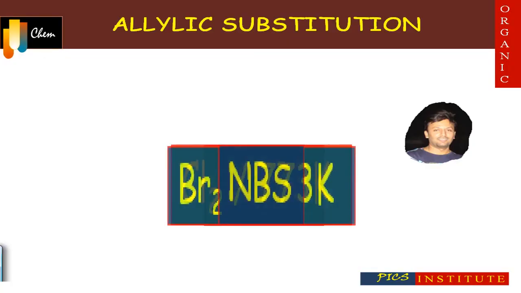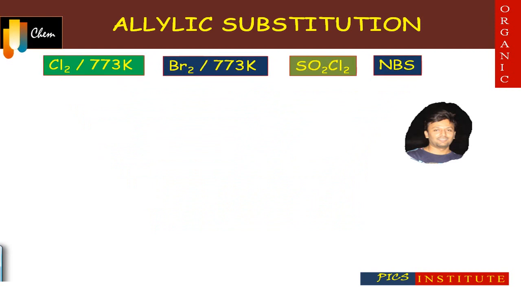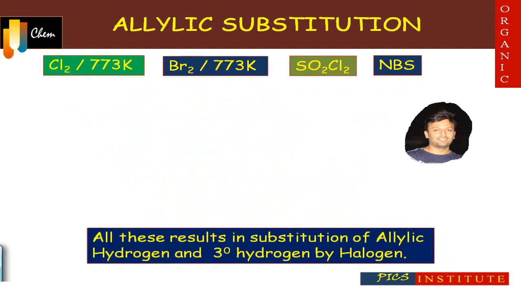Following are the reagents used for allylic substitution. Allylic substitution means substitution of allylic hydrogen by halogen. But for competitive examination, always remember, all these reagents result in substitution of allylic hydrogen and tertiary hydrogen by halogen.